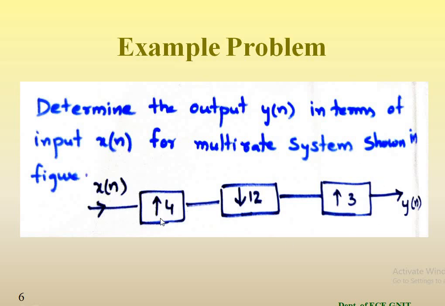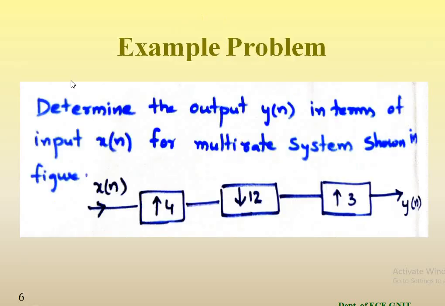Here we have a cascade of an upsampler with a factor of 4, then a downsampler with a factor of 12, and once again an upsampler with a factor of 3. The solution for this particular problem is as follows.